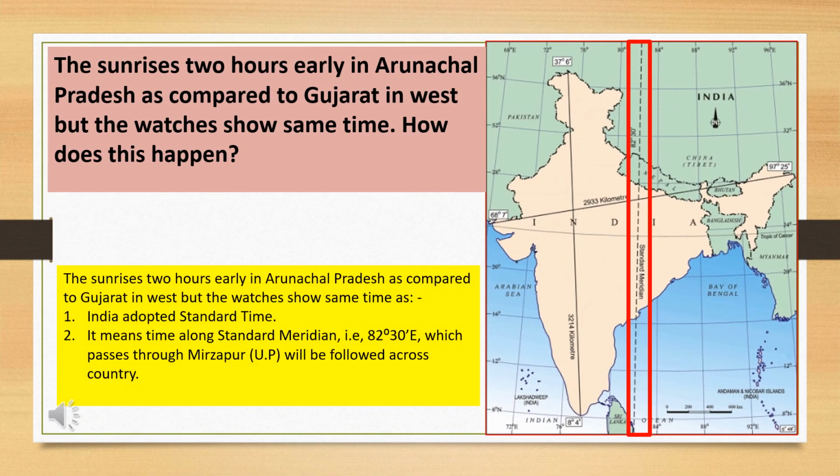Now students, you have learned that there is a time difference of 2 hours between Arunachal Pradesh and Gujarat. Or in other words, you can say that the sun rises 2 hours earlier in Arunachal Pradesh as compared to Gujarat. But you all must wonder that in spite of having a time difference of 2 hours, how do the watches show the same time?